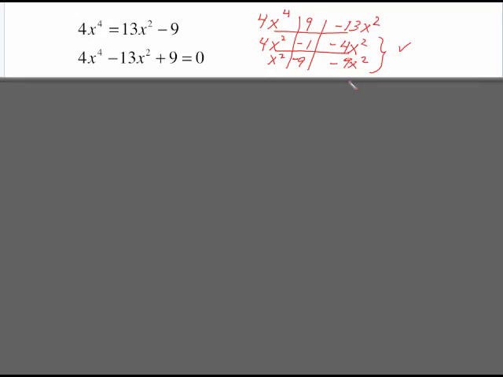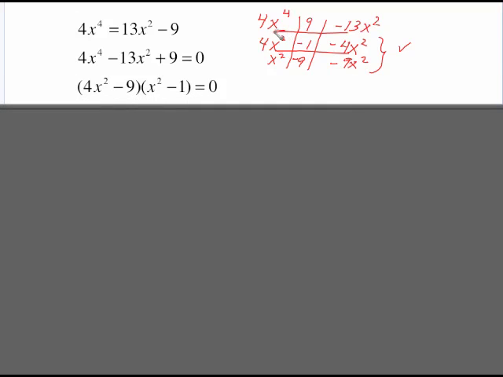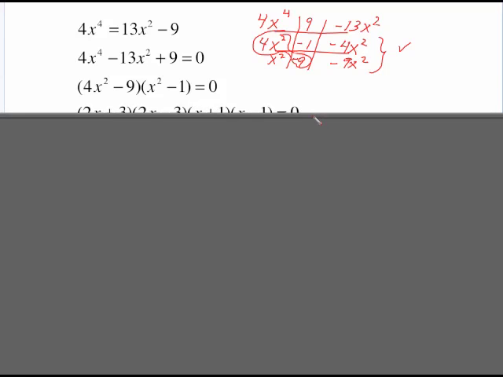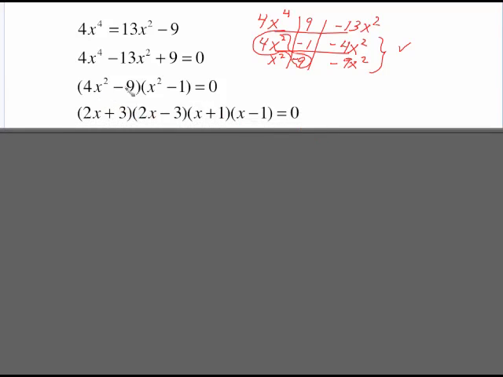And remember on this, when you use tic-tac-toe, you group them on the diagonal. So it's 4x squared minus 9 times x squared minus 1. So we've got it factored out, but it's not factored completely. Hopefully you recognize that both of those are the difference of two squares. So this factors into 2x plus 3 times 2x minus 3, and this factors into x plus 1 times x minus 1.